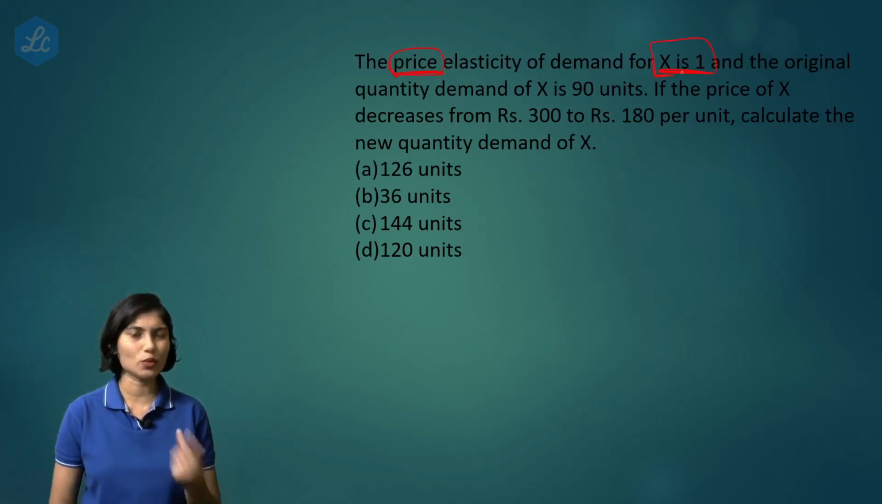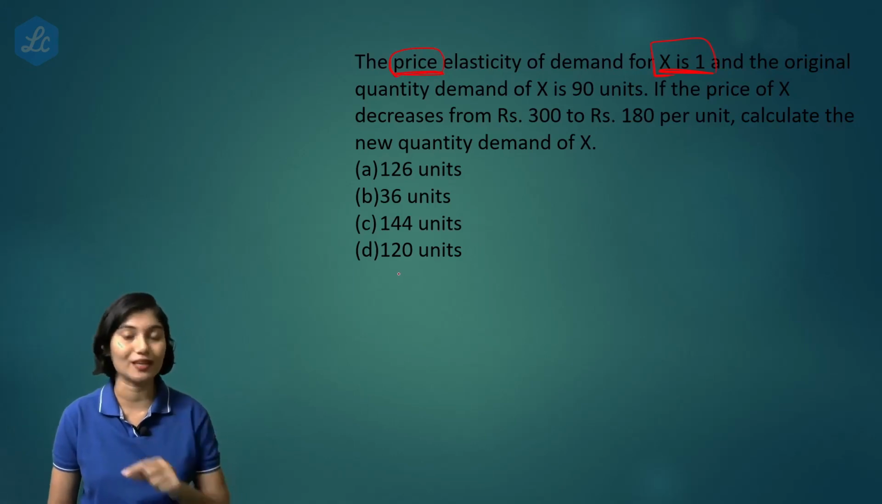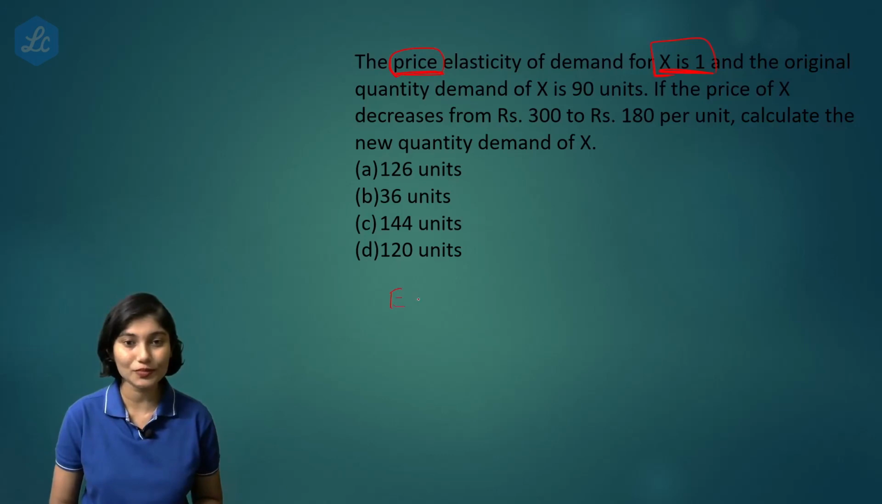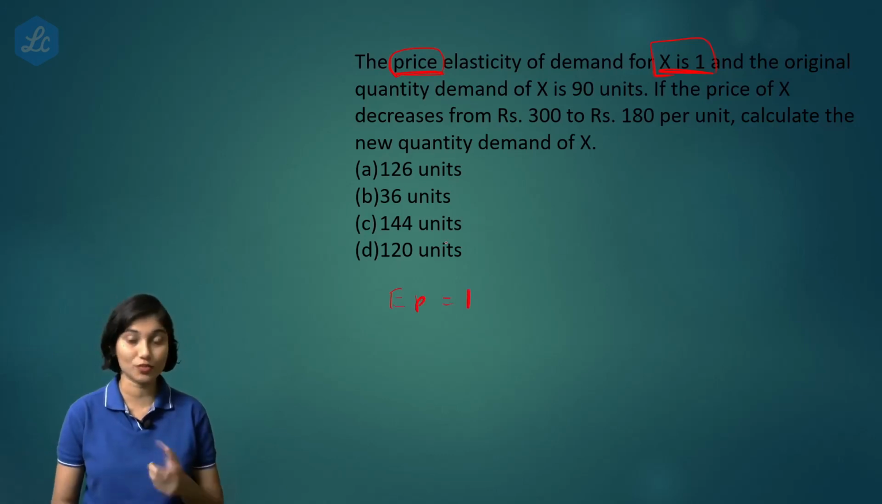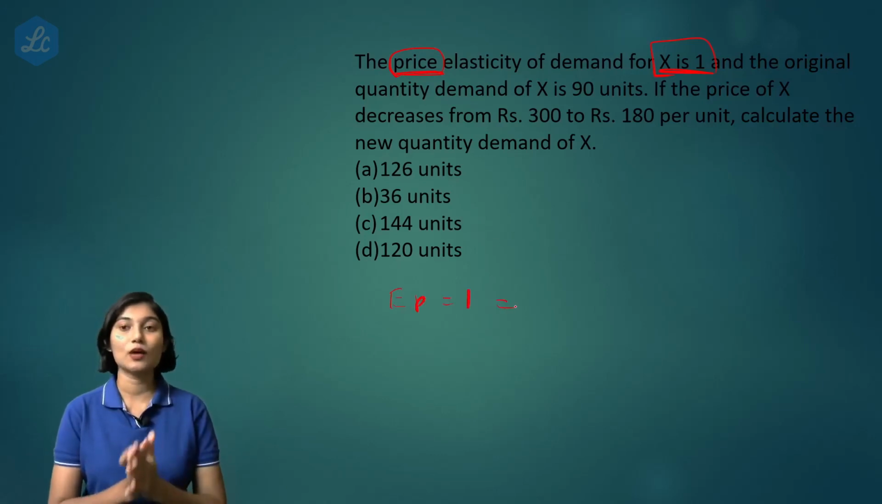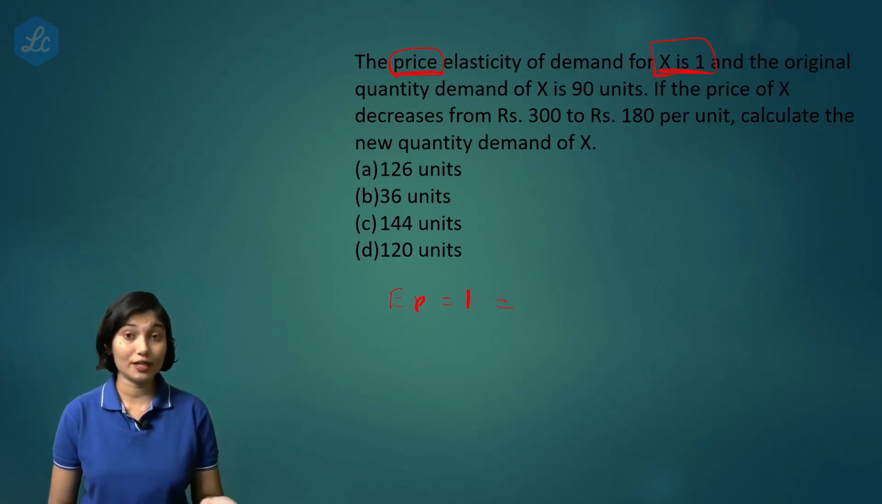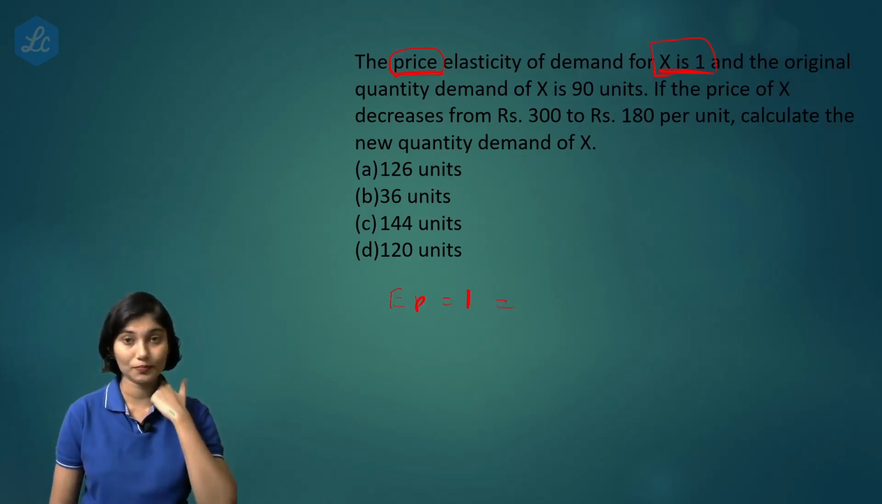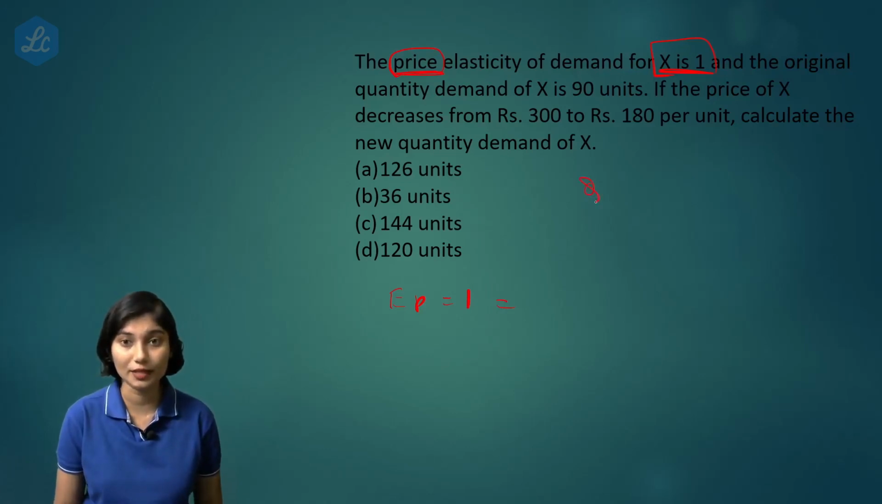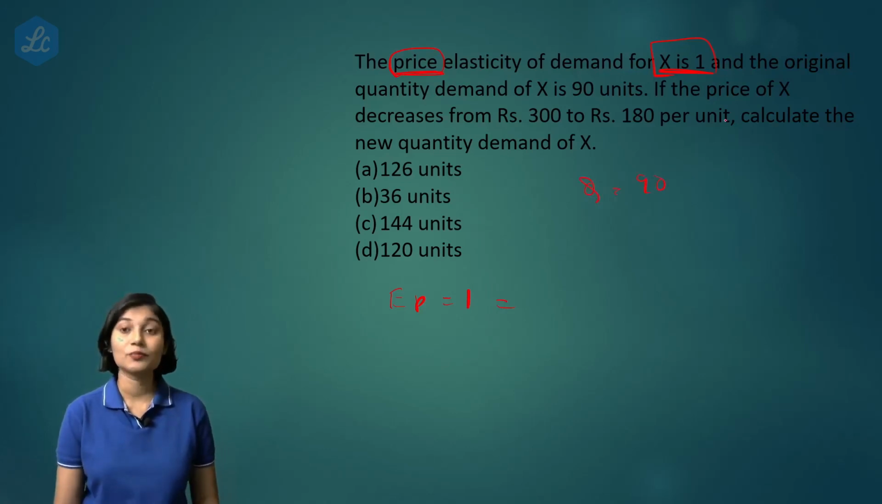So, what have they told us actually? They have told us EP. They have given us the coefficient. We don't have to find it. Okay, so EP is equal to 1. This is what they have told us. Now, the original quantity demanded of X is 90 units. Okay, original quantity demanded is 90 units. If the price of X decreases from 300 to 180, so what is the change in the price?